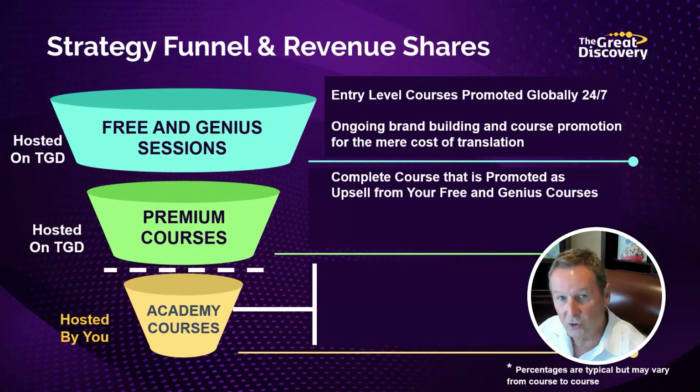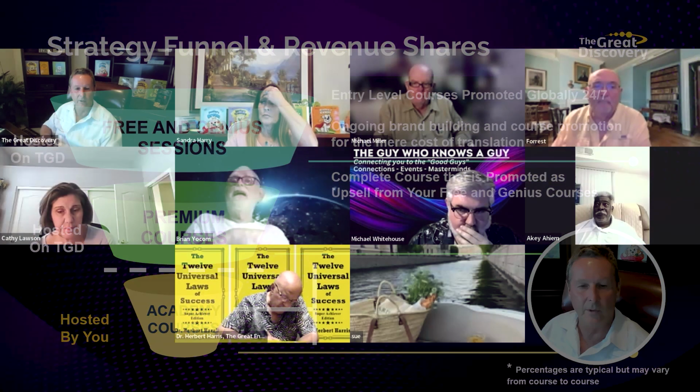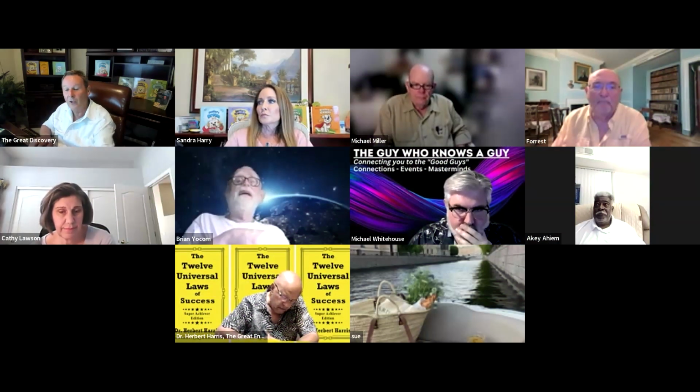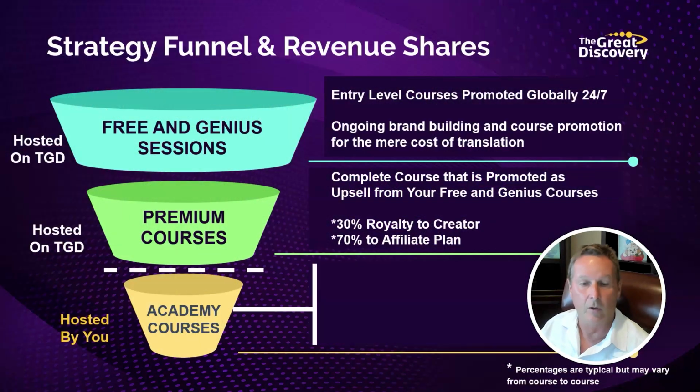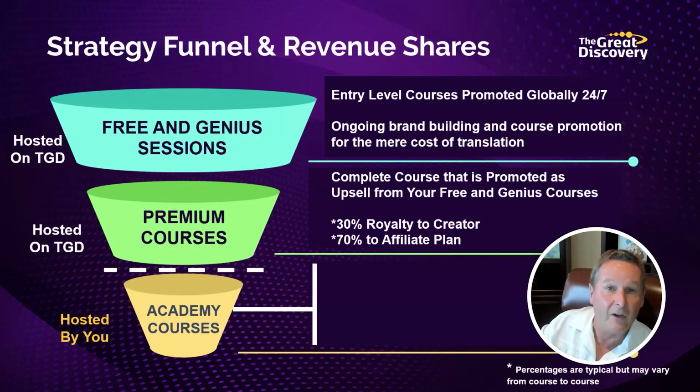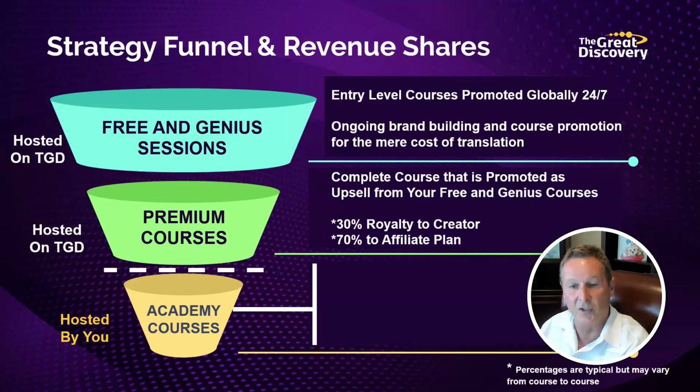But the revenue share on this particular item, the premium courses, is 30% royalty to the creator and 70% to the affiliate plan. Okay, so you can be a creator and an affiliate. You're getting both sides. Or if you're just sitting there as a creator on evergreen content, you're going to see more about it. So a little bit more on that in a second. We're not going to delve too deep into it here.